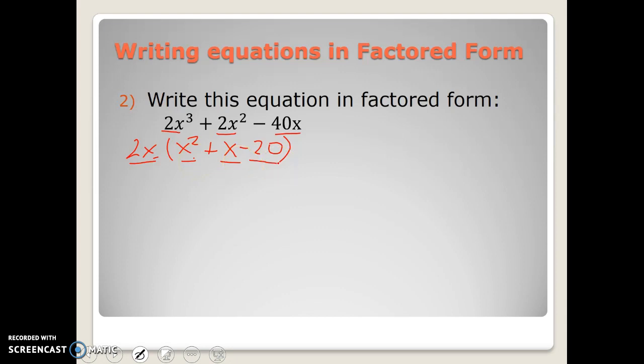But I can factor this further. The 2x is going to stay on the outside, but then I can factor the x squared plus x minus 20 into x times x, because that multiplies together to give me x squared.